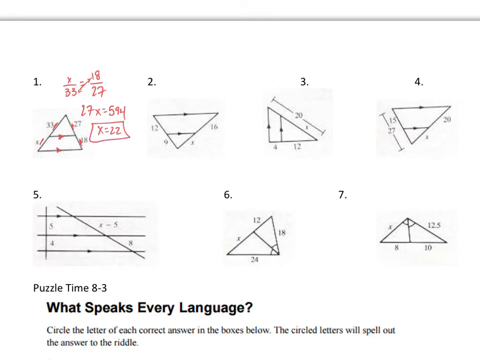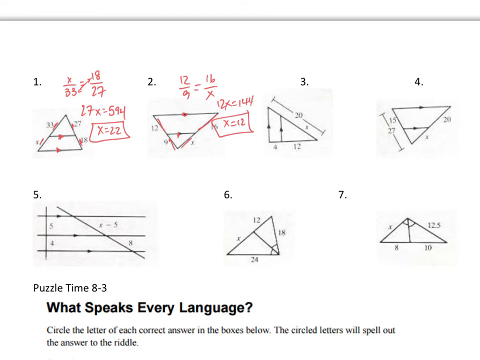All right, moving on to the next one. These two are parallel, so I could say 12 to 9, and on this side 16 to x. Cross multiply, 12x equals 9 times the 16, which is 144. So x is going to be 12. All right, let's see what we got next.